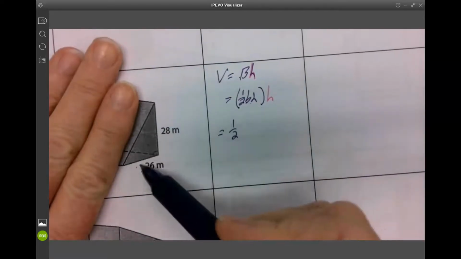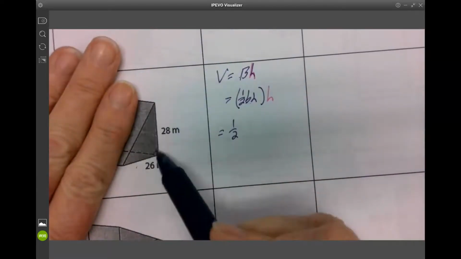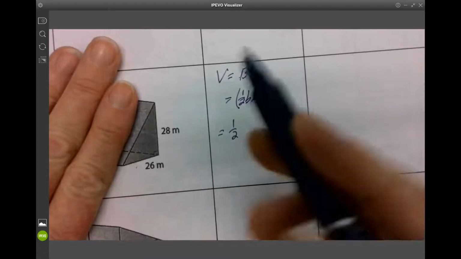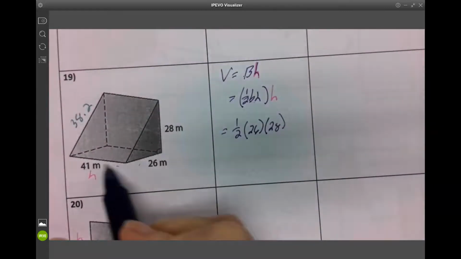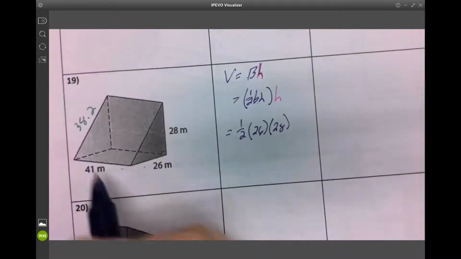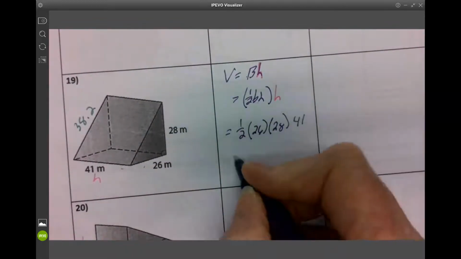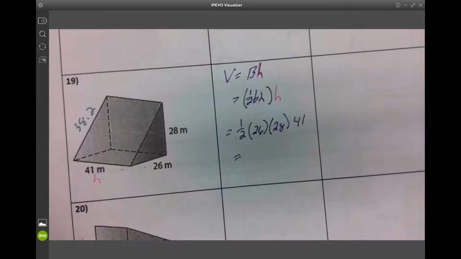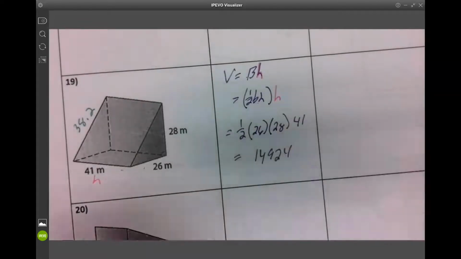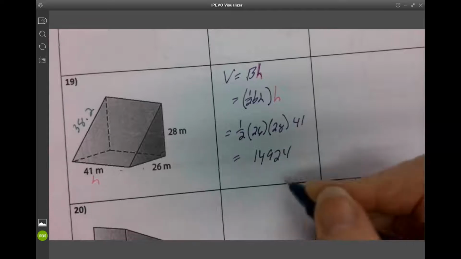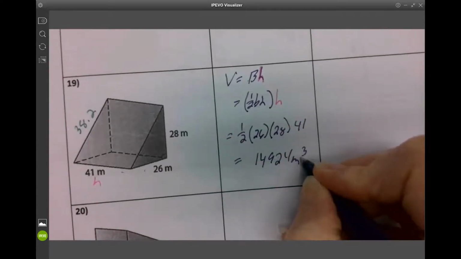Now, when I talk about base and height, I'm talking about this triangle. See how one is the base and one is the height. When you have a right triangle, it doesn't matter which one's which. So I have 26 times 28. Then my height, because my prism is laying on its side, is this height of 41. And I'm going to multiply all that. Wow, that seems big. I'm going to write it down because I can erase. I'm going to see if it's really right. Well, these are kind of big numbers, so that would make sense. Yep. And that's going to be meters cubed because I'm on volume.